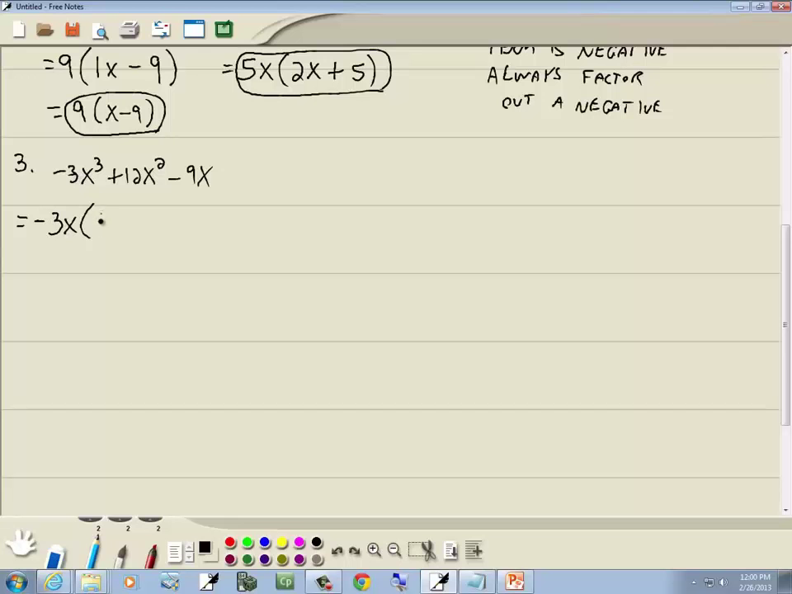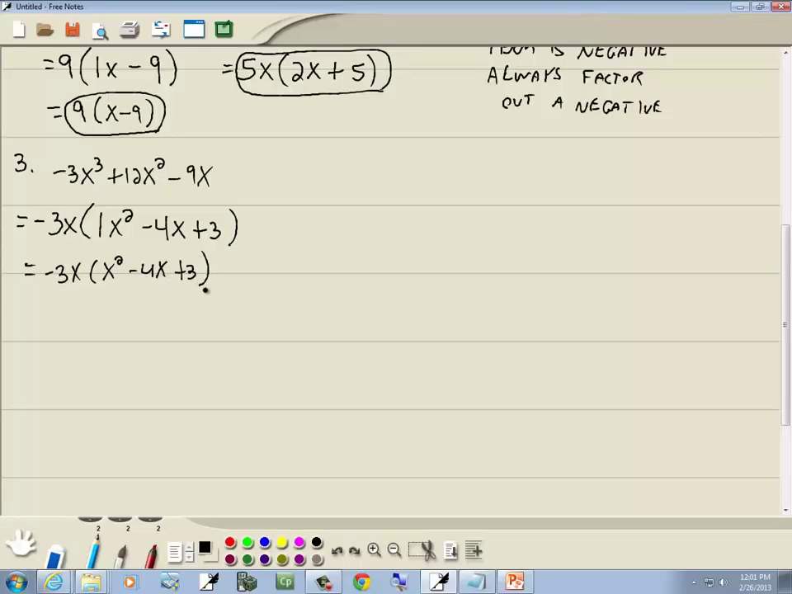Negative 3 divided by negative 3 is 1. We had 3 x's, I took one of those x's away, so that leaves us 2 x's. 12 divided by negative 3 is negative 4. We had 2 x's, we pulled 1 away, so that leaves us a single x. Negative 9 divided by negative 3 gives us positive 3. We had 1 x, we pulled that away, so there's no x's left. So we got negative 3x times x squared minus 4x plus 3.